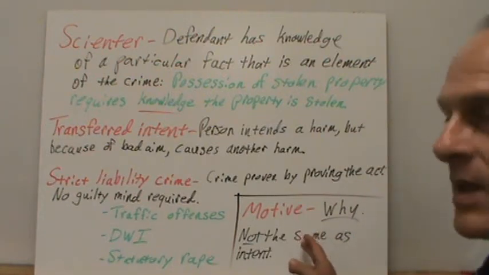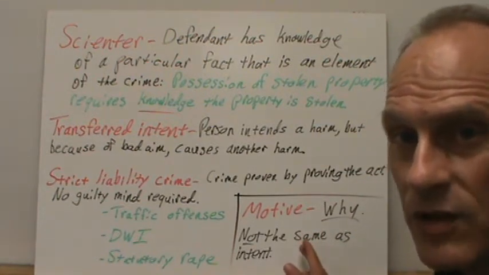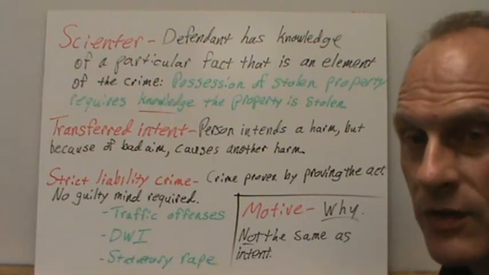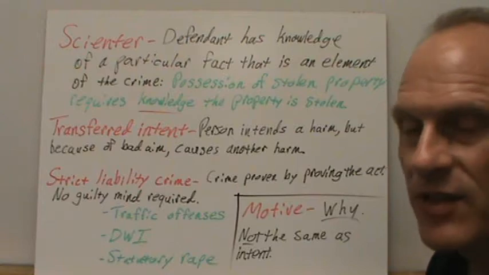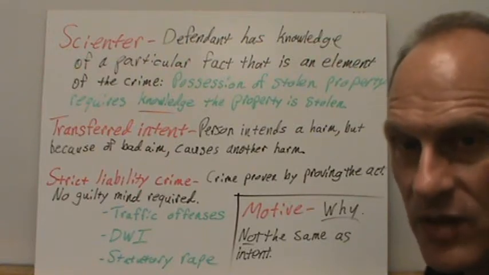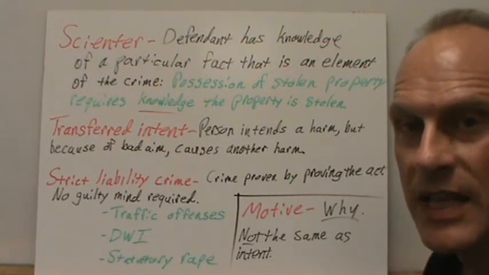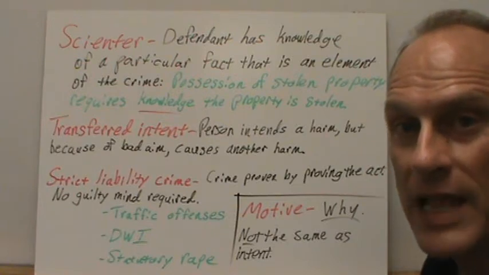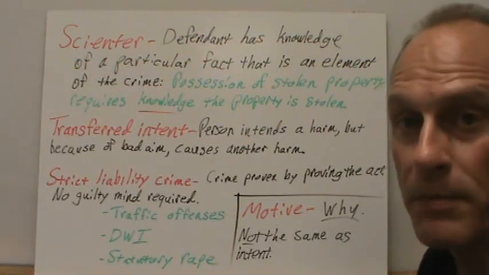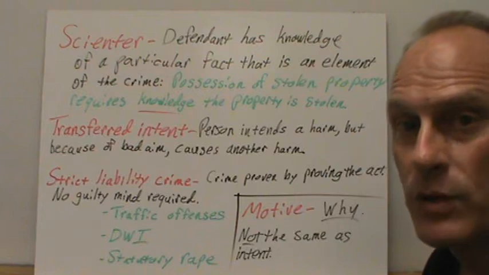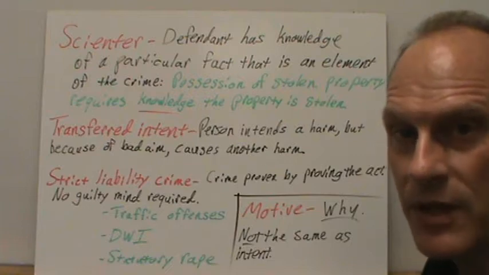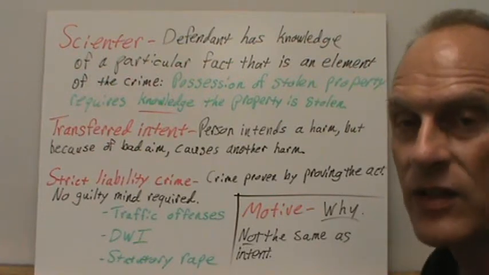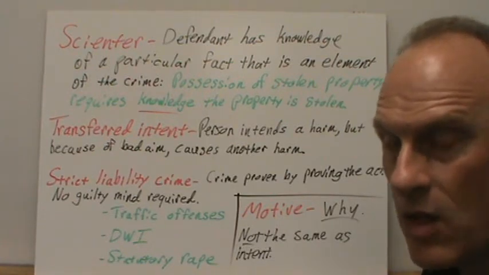Now, another concept we need to talk about is motive. Motive is the why someone commits an act. It's not the same thing as intent. It's not the same thing as the guilty mind, blameworthiness, or what we might call culpability, but the motive, the why they did it, might help prove that they did have a particular state of mind if it is required by the law.